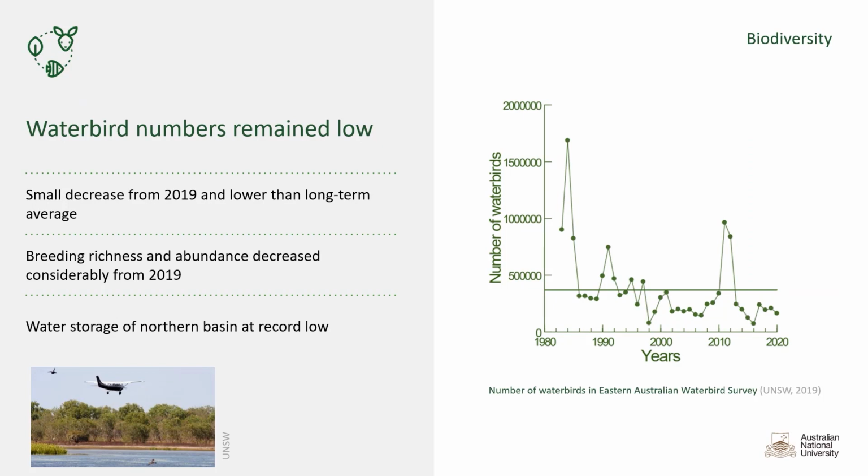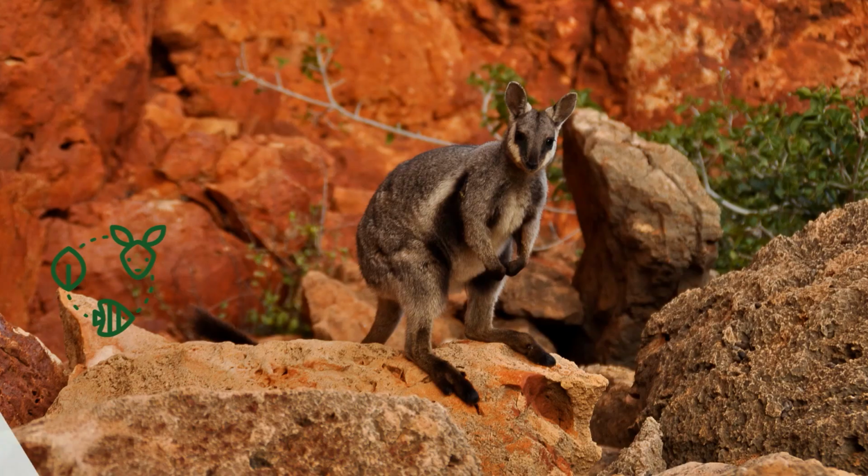Another metric is water bird numbers. In 2020, we saw a small decrease in the number of birds since last year, and this remains lower than the long-term average. Additionally, breeding was much lower than last year and was essentially restricted to just black swans, who comprised 81% of the total breeding. So for Australia's water birds, the above average rainfall at the start of the year was not enough for substantial recovery after the record-breaking drought of 2016 to 2019.